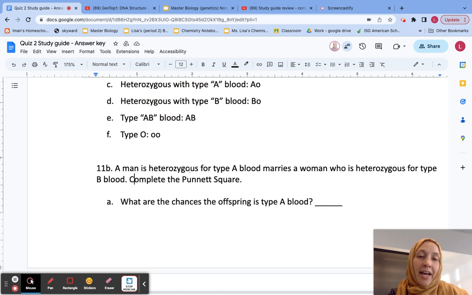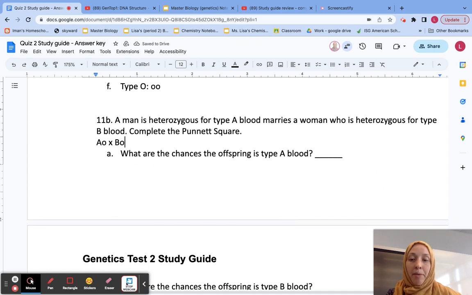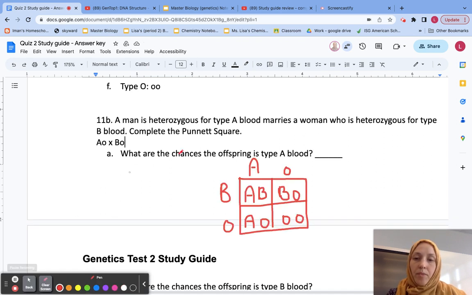A man is heterozygous for type A blood, marries a woman who is heterozygous for type B blood. Complete the Punnett square. Okay, what are their genotypes? Heterozygous for type A, well, that would be AO. Heterozygous for type B, BO, right? What are the chances of their offspring having type A blood? Go ahead, start that Punnett square. What are the chances of the offspring having type A blood?